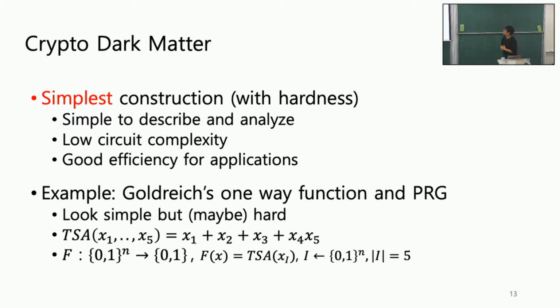So simplest constructions while preserving the hardness have several advantages. For example, it is simple to describe and analyze, it has a lower circuit complexity, and it has good efficiency for various applications. We already saw a good example, coordinates 1A functions and random generator. They look simple, but may be hard.